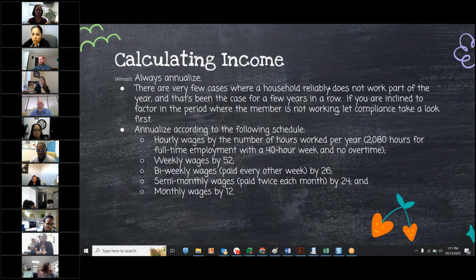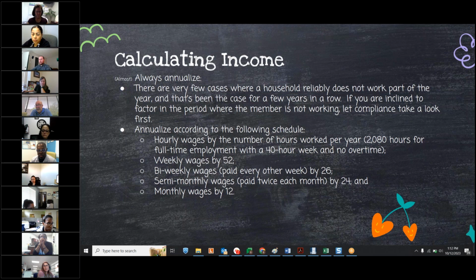Now let's get to calculating income. And this is true in general of income. We want to almost always annualize. I put the almost in very small font just to explain there are a couple instances where we would not annualize. There's a household at Santa Rita that I can think of that works for AISD.